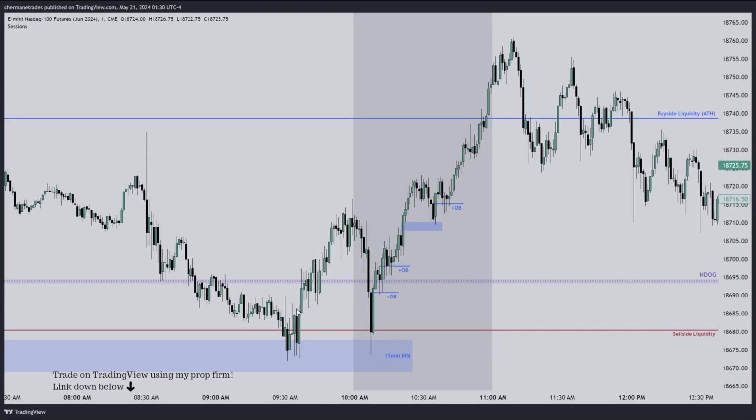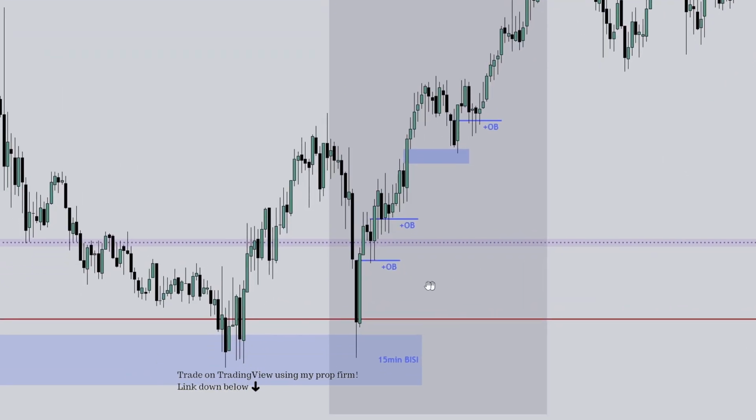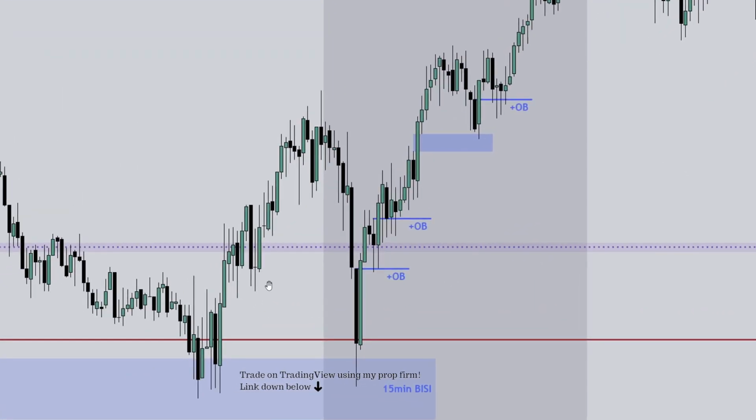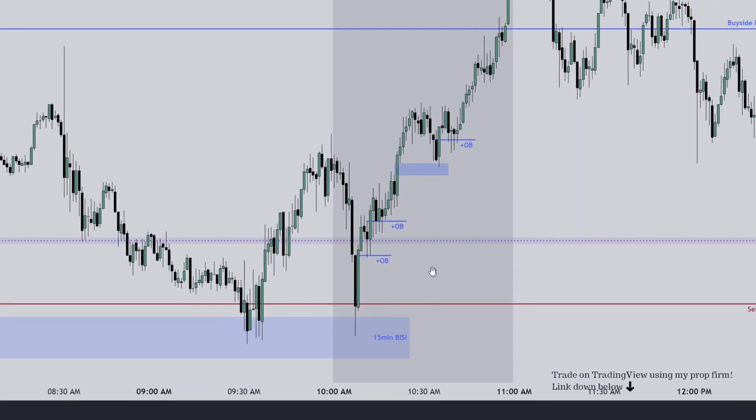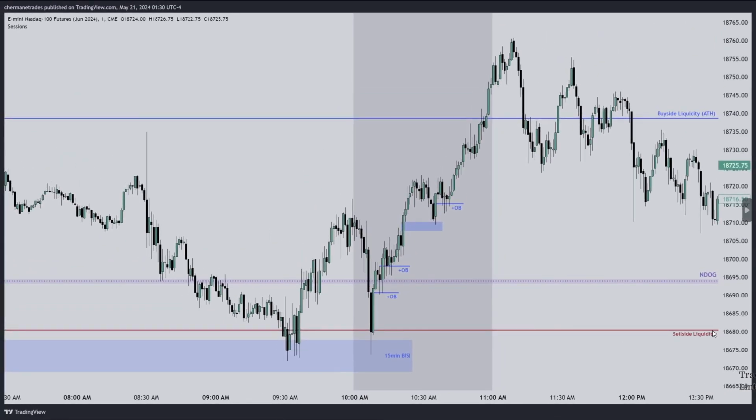Let's see what I marked up here. All right, so right here, it's kind of the same example. We have a low here. We drop down aggressively, taking out this low, taking out this low. Does that mean price is heavy or we're going for lower prices? Absolutely not. This is not displacement. This is just a run on sell side liquidity. See the sell side I have annotated here?